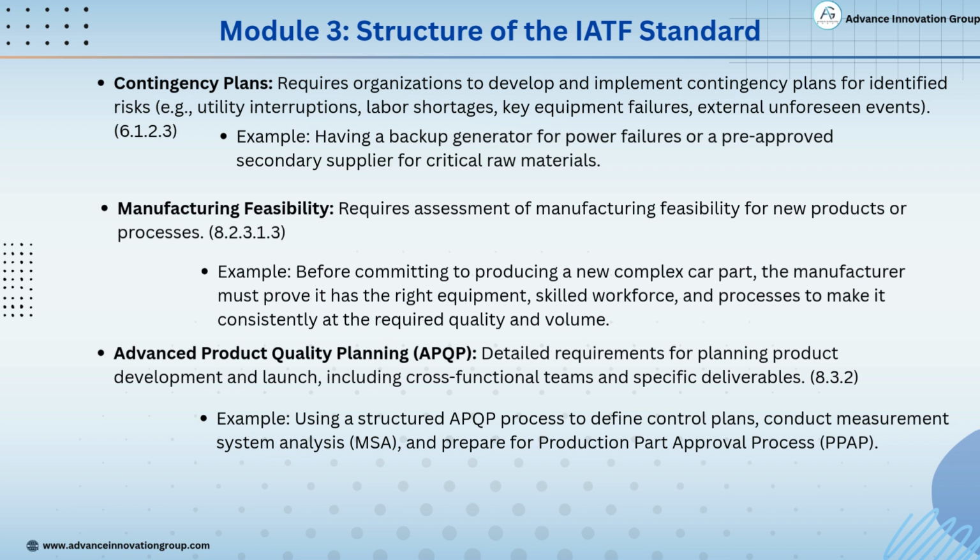Advanced Product Quality Planning, APQP. This is a structured method for planning product development and launch. It requires collaboration across departments and has specific deliverables. Example, like creating control plans, doing measurement system analysis (MSA), and preparing for PPAP, the production part approval process.